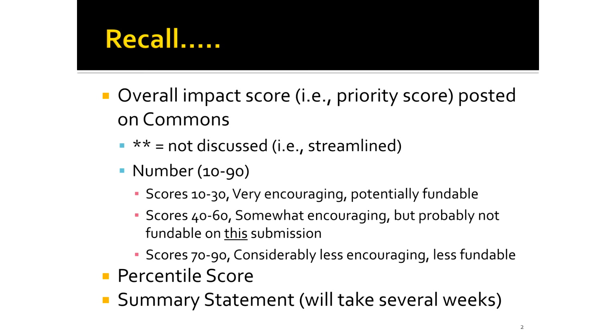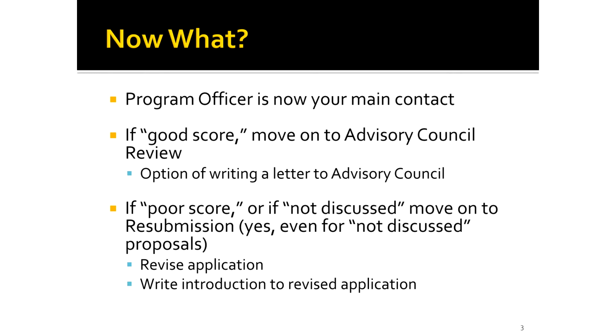And then eventually you'll get a summary statement. That takes several weeks before that appears on Commons. So then you should talk to your program officer. Again, they're going to be the ones who can help you interpret your score and figure out what's going to happen next. And so we're going to consider 2 different scenarios.